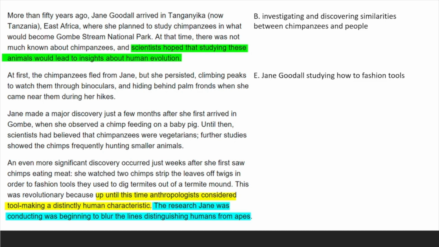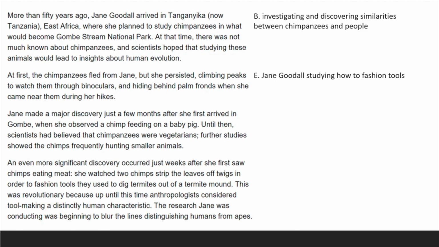Let's also check out the recycled language in E and notice what they've done with their wrong answer that's trying to trick us. Jane Goodall studying how to fashion tools. Well, we can see Jane Goodall studying and fashion tools in three different places. But this is not what the meaning of the passage is about.